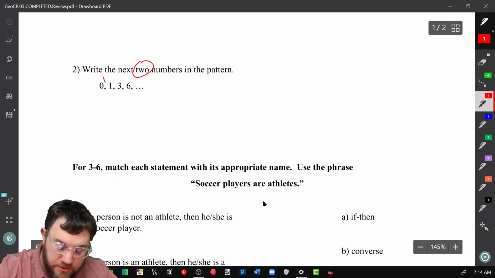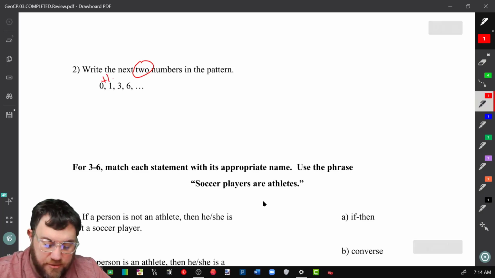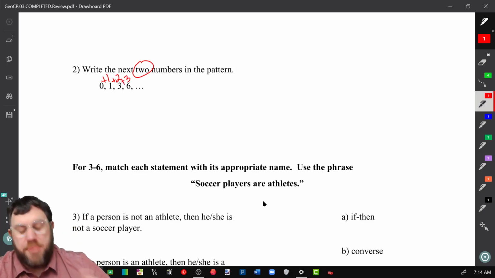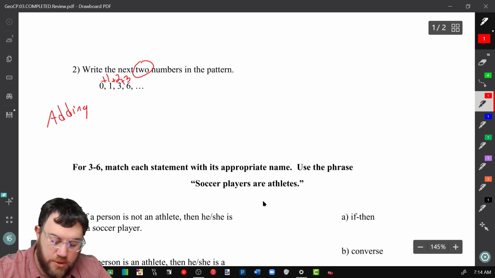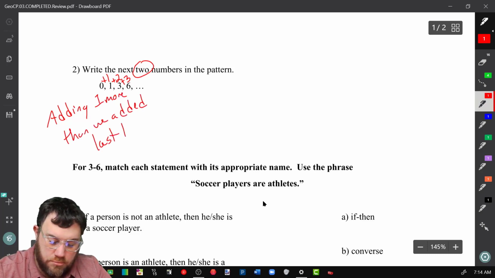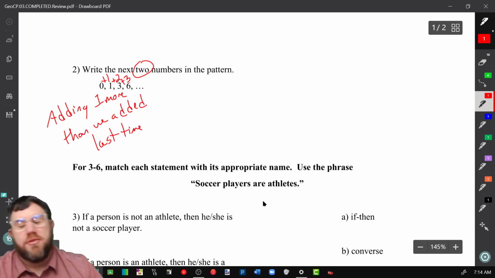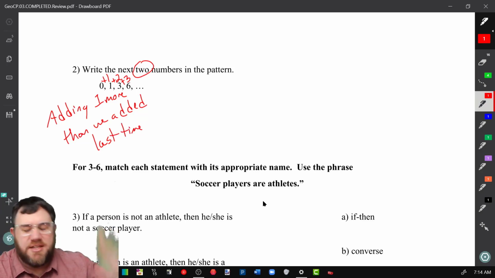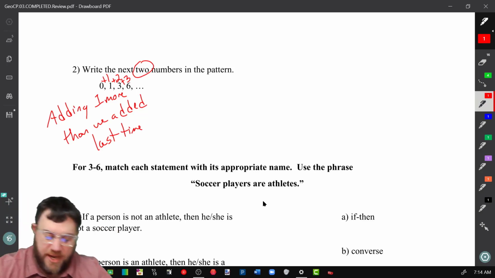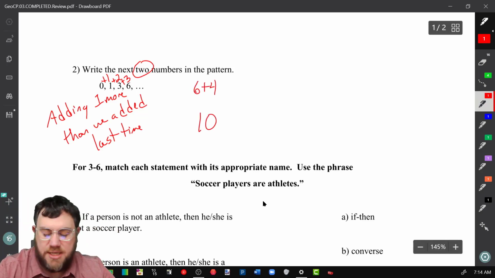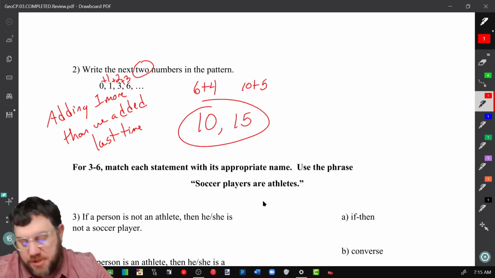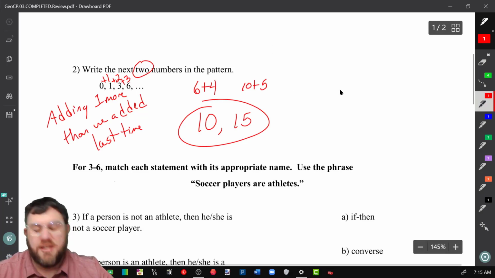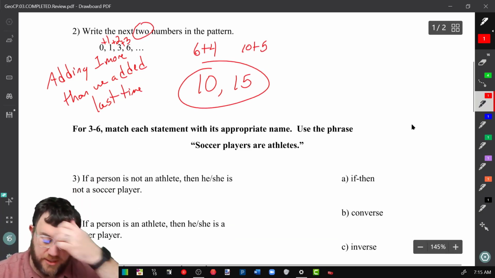So to get from 0 to 1, we would add 1. To get from 1 to 3, we would add 2. To get from 3 to 6, we would add 3. So our pattern seems to be that we are adding one more than we added last time. The first time we added 1, the second time we'll add 2, the third time we'll add 3, the fourth time we would add 4. So 6 plus 4 is 10. And then 10 plus 5 would be 15. So our next two numbers are 10 and 15. And then we would add 6, and then we would add 7, and then we would add 8, and so on and so forth.